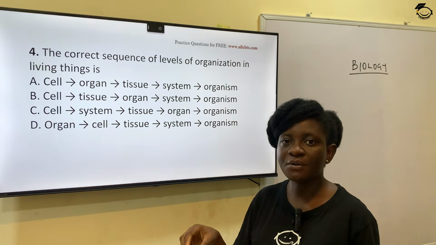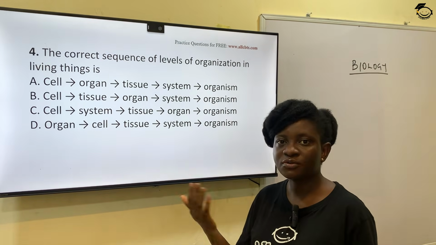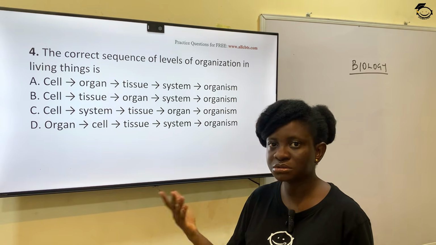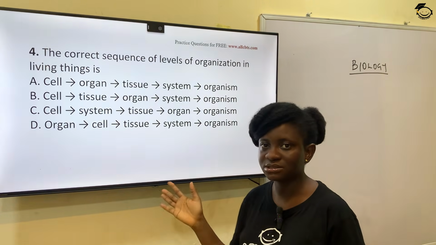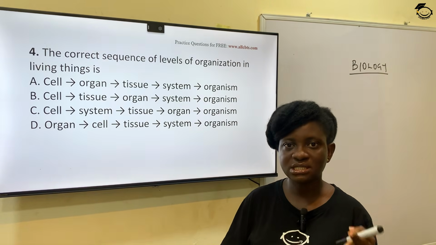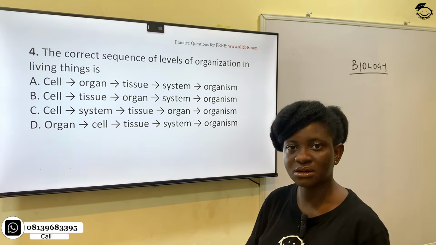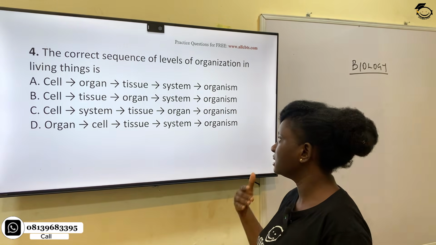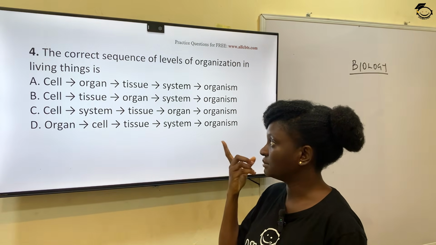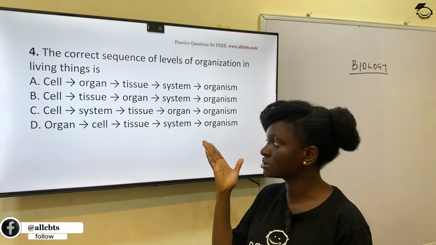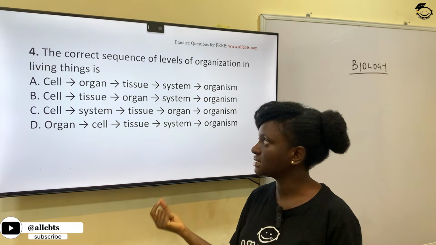Question 4. The correct sequence of levels of organization in living things is what? For levels of organization, we have the cell, tissue, organ, system, and to the most complex, organism. It starts from the smallest one, and the cell is the basic unit of life. So the correct sequence is cell to tissue to organ, then system and organism. We can see that option B gives the right sequence: cell to tissue to organ to system and organism. Option B is the correct answer.